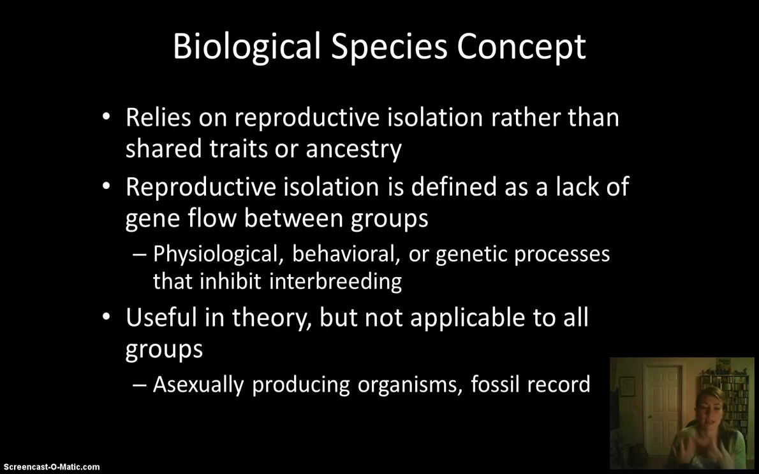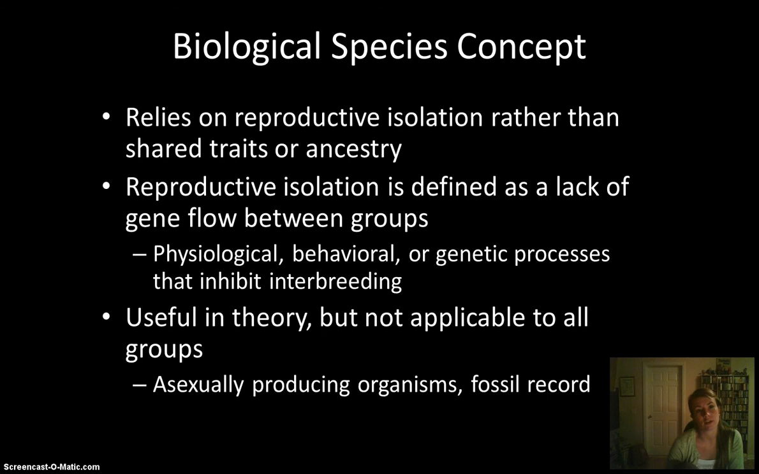And if they cannot, it's called reproductive isolation, which is defined as a lack of gene flow between groups. So basically, these two groups are not interbreeding and producing offspring. This is the cause of physiological, behavioral, or genetic processes that inhibit interbreeding.